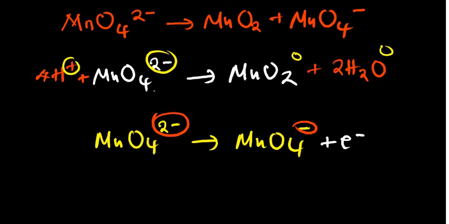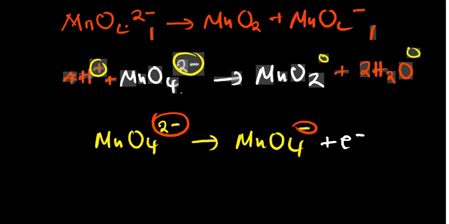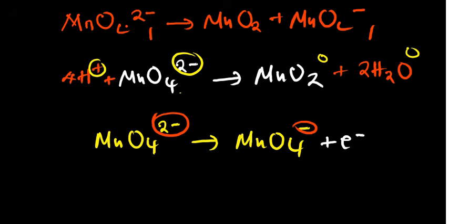So I'll add 2 electrons to our left hand side. But before that, let me just create some space. Okay, so we can add how many electrons? We're adding 2 electrons. Okay, so we've balanced the charges in both half reactions.